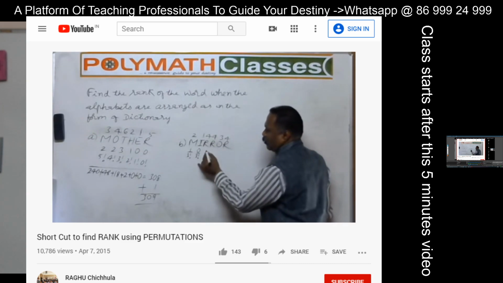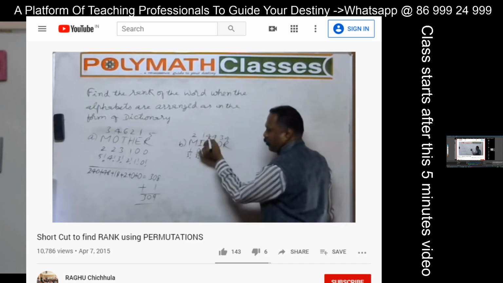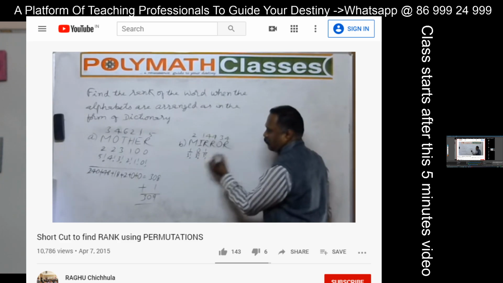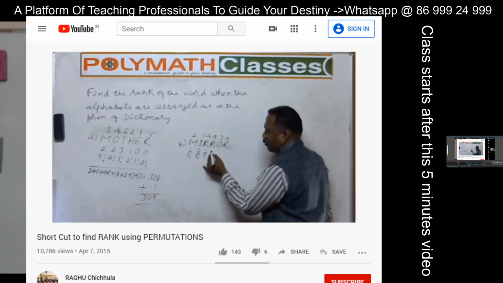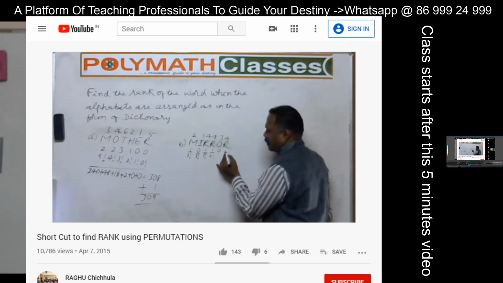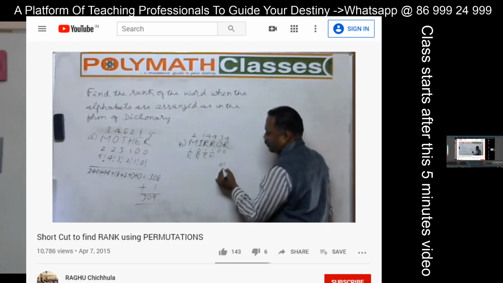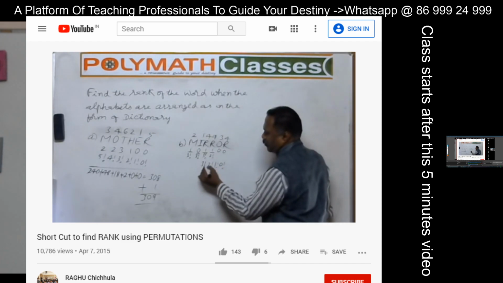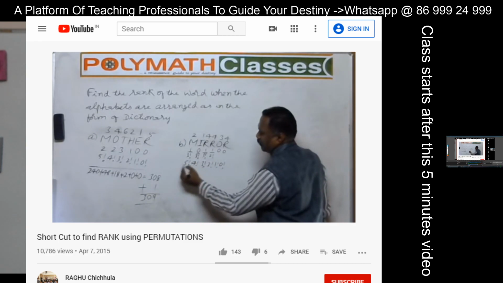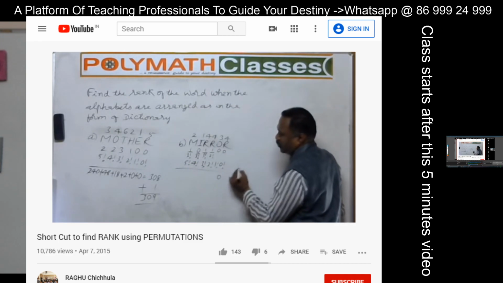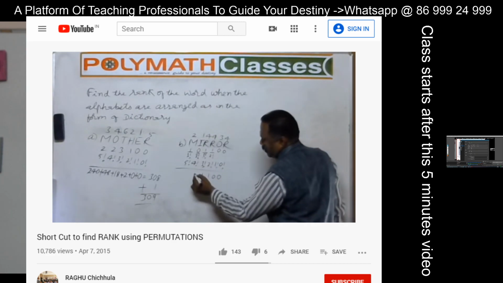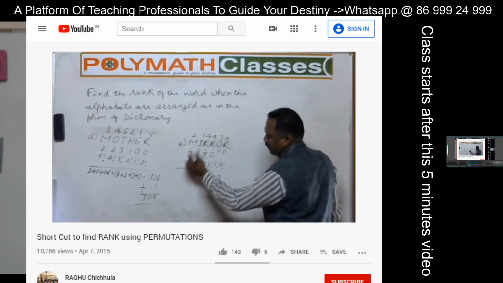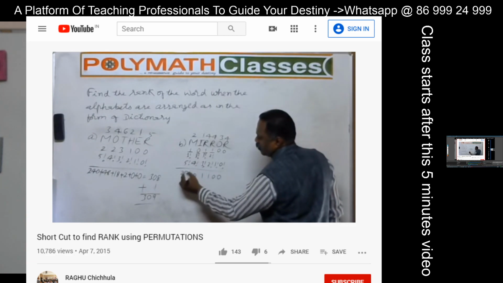Next, less than 4, only 1 is there. Including this 4, 3 are repeated, so 1 by 3 factorial. Less than 4, again only to its right side, only 1 is there, including this, 2 factorial. Less than 3, none. Less than 4, none. So similarly, 0 factorial, 1 factorial, 2 factorial, 3 factorial, 4 factorial, 5 factorial. Just multiply this. 0 into 0 factorial, 0. This is 0, this is 1, this is 1, this is 0. This is 5 factorial by 3 factorial, that is 5 into 4, 20 remaining.